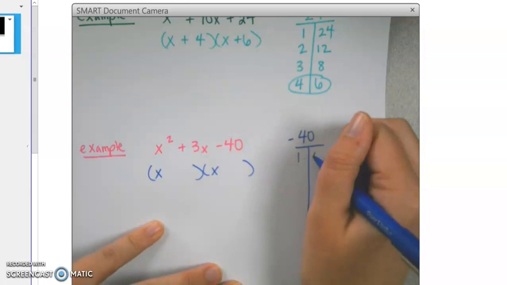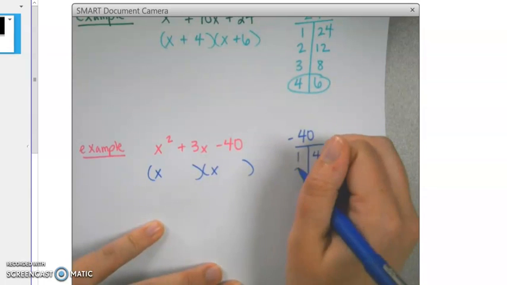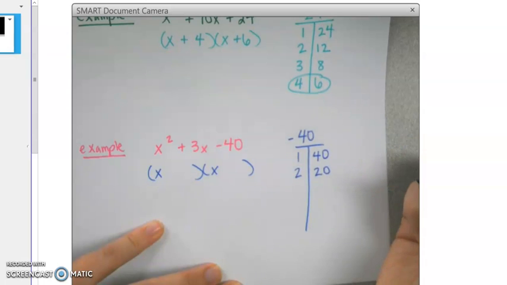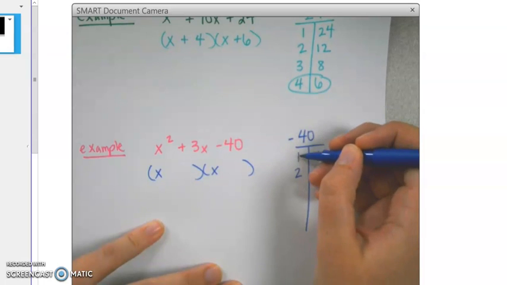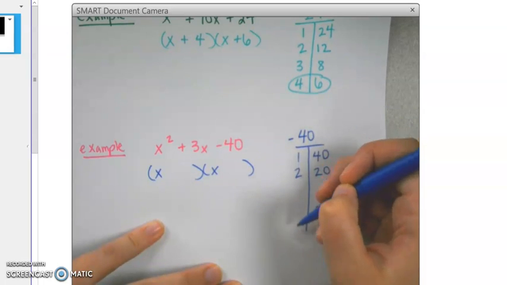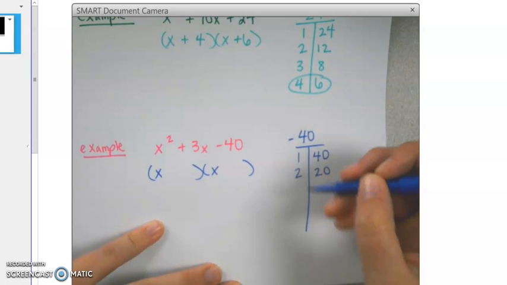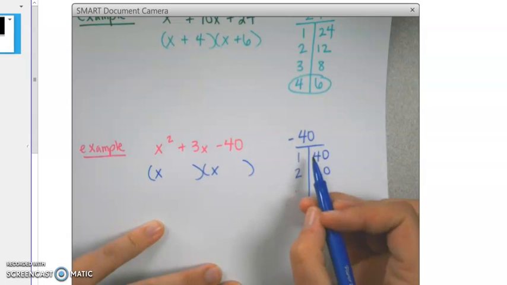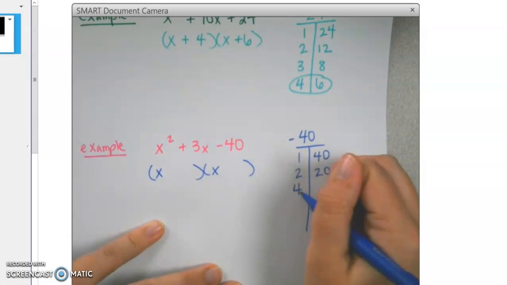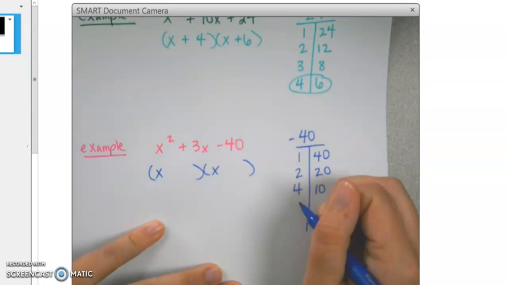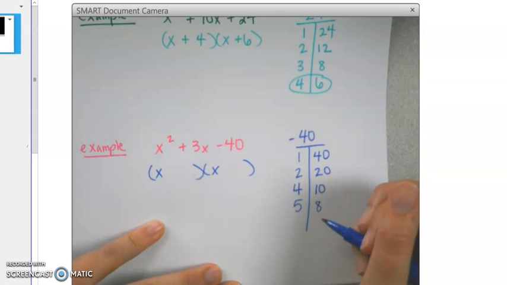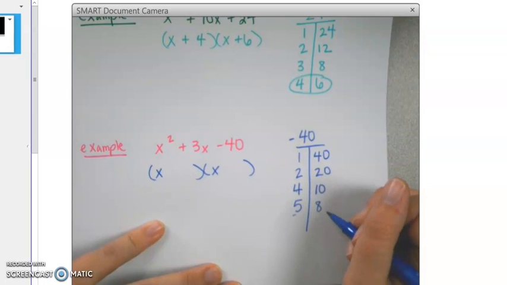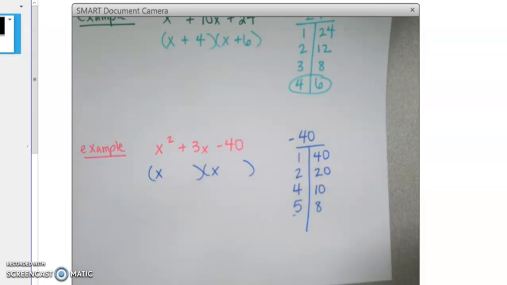I have 1 and 40. I have 2 and 20. And just so you know, guys, it helps if you go in order. So start with 1, then 2, then 3, then 4, then 5, then 6. Now, you may not use all of those, but it does help you to not miss any. 3 does not go into 40. 4 does. So 4 and 10, 5 and 8. 6 doesn't, 7 doesn't. And when you reach a number that's on the other side, you're done. So I reached 8. That's all the factors of 40.